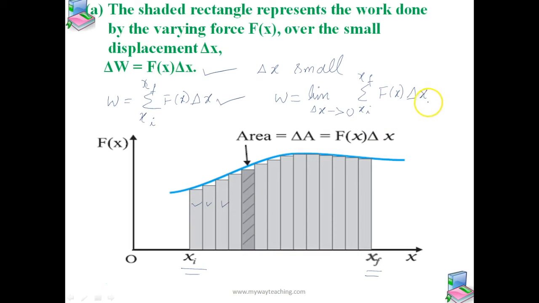So we can write it in terms of integration also, that is the integral from xi to xf of f of x dx, where limit stands for the limit of the sum when delta x tends to 0. Thus, for a varying force, the work done can be expressed as a definite integral of force over the displacement. Here we have expressed it in terms of an integral over the displacement xi to xf, isn't it?